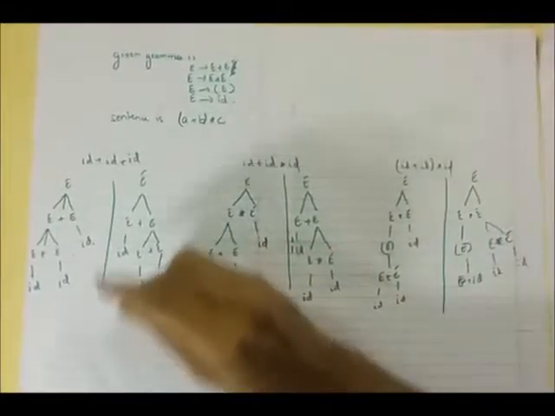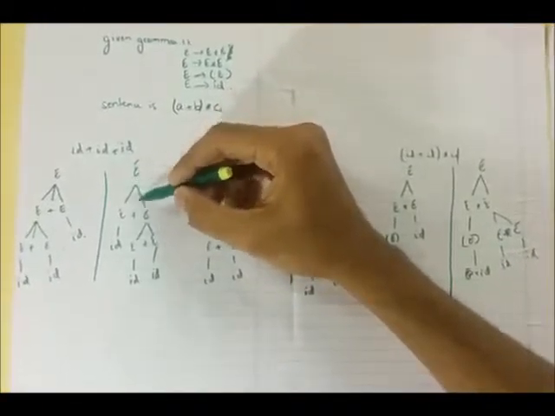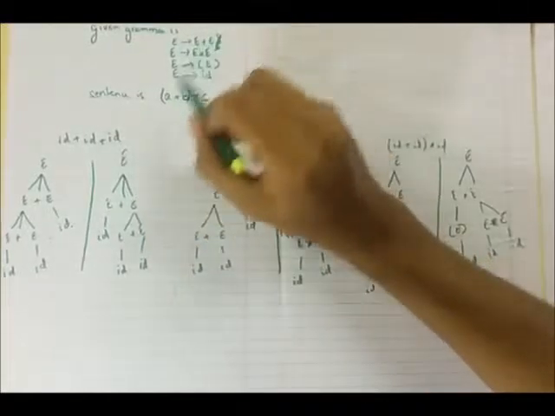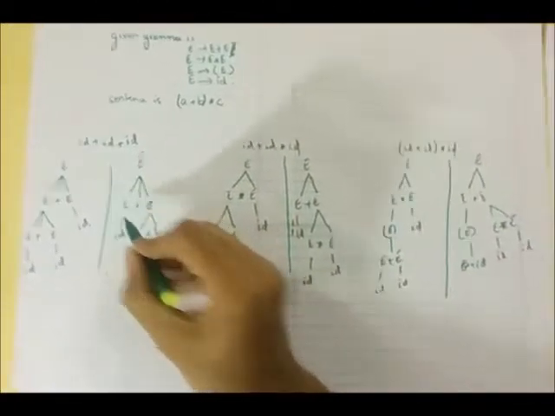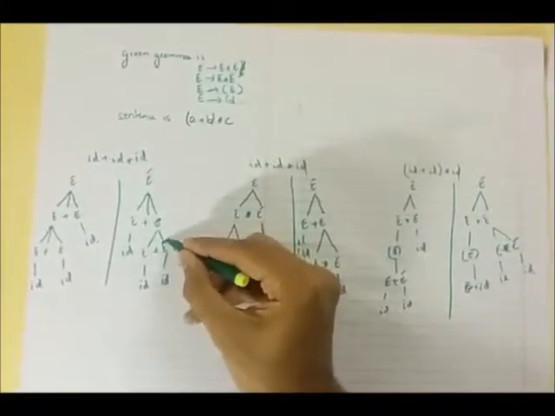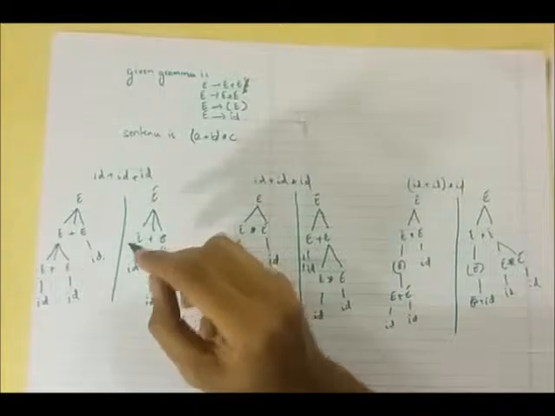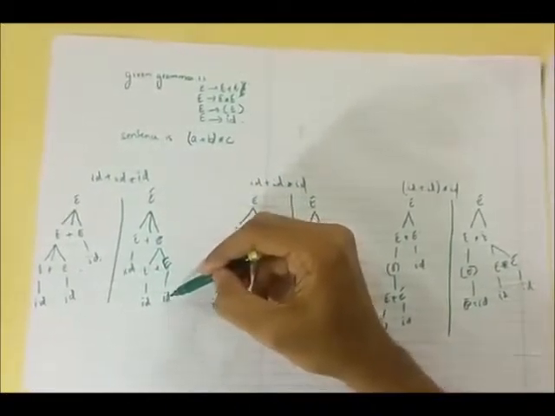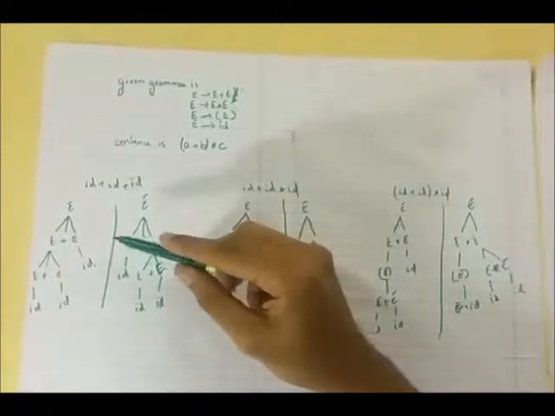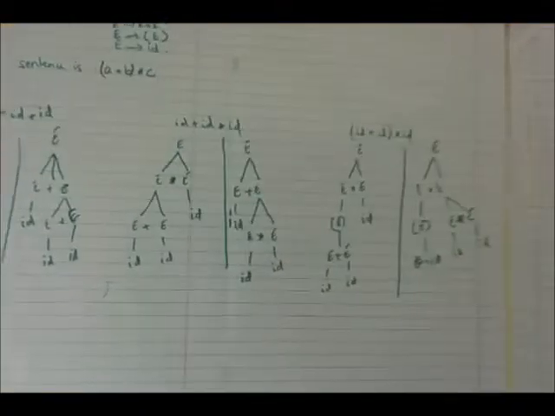Now in the second tree, which we'll draw right now, we start with E and we expand it to E plus E. In this tree, we'll apply this transformation to this E instead of this E and we'll get E plus E here. If we convert all these to id, we again get id plus id plus id. So we see that there are two ways to get the same sentence. Let us see another example to get the concept straight.